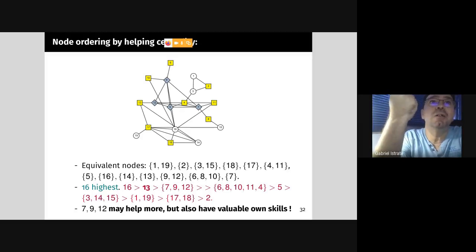And in that sense, nodes 7, 9, and 12 help more, but they also have valuable own skills, which basically are subtracted in the formula. Remember that the helping centrality is a helping Shapley value minus the Shapley value. So I would state that this measure is somewhat interesting, although clearly more experience and more data.